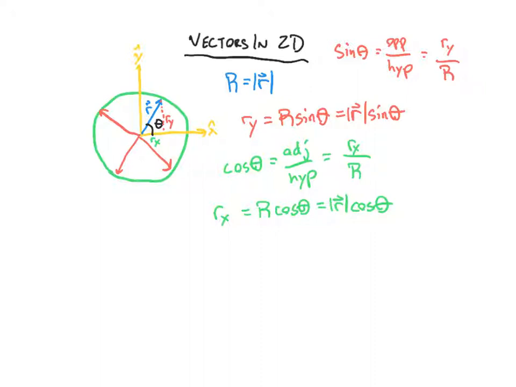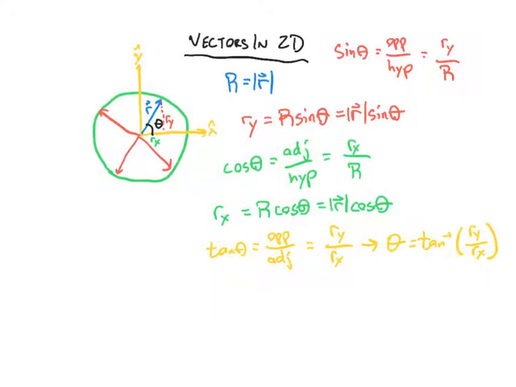Now, what if we want to know the angle? Well, we saw this in the last video, right? We can say tangent of theta is going to be the opposite over the adjacent. So opposite is ry, the adjacent is rx. So in other words, theta is the inverse tangent of ry over rx.